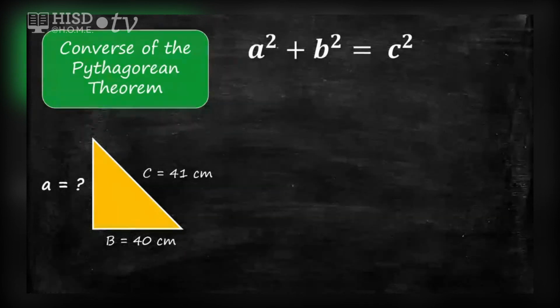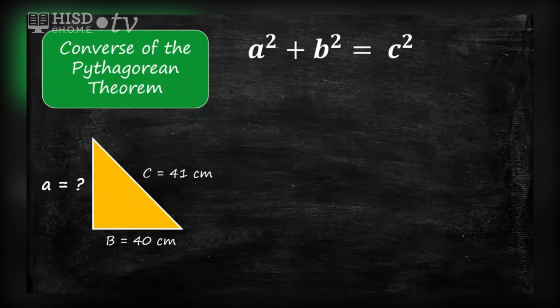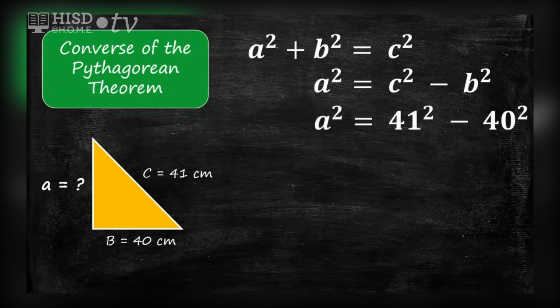Now, if I want to find A, the only thing that I have to do is isolate that variable. That means that my new formula is going to look like this: A squared equals C squared minus B squared. So I just have to subtract the area of the leg B from the area of the hypotenuse C. That means that based on my example, I am going to subtract 41 squared minus 40 squared, which will give me an area of 81.